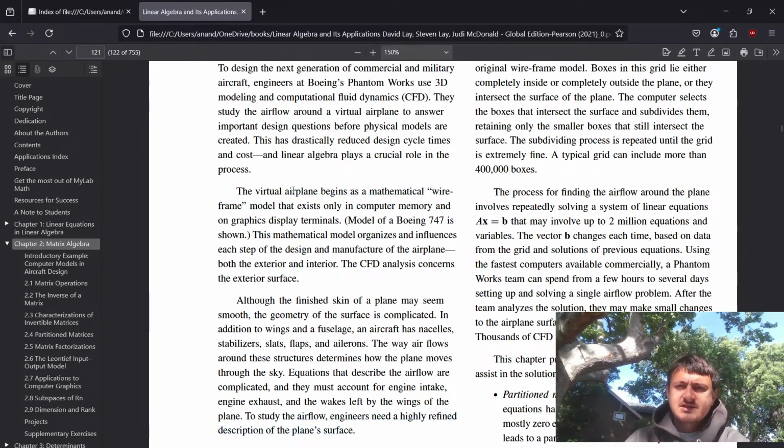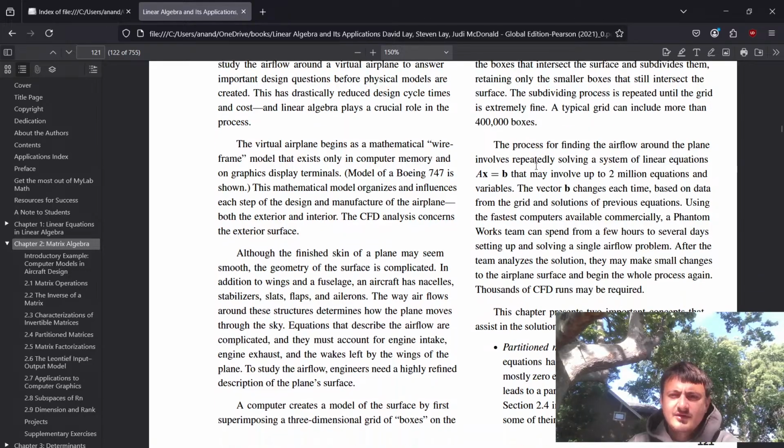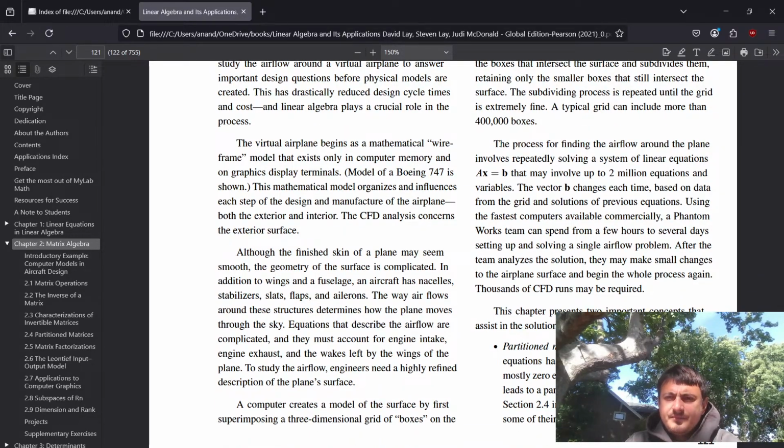The computer selects the boxes that intersect the surface and subdivides them, retaining only the smaller boxes that still intersect the surface. The subdividing process is repeated until the grid is extremely fine. A typical grid can include more than 400,000 boxes. The process for finding the airflow around the plane involves repeatedly solving a system of linear equations that may involve up to 2 million equations and variables.